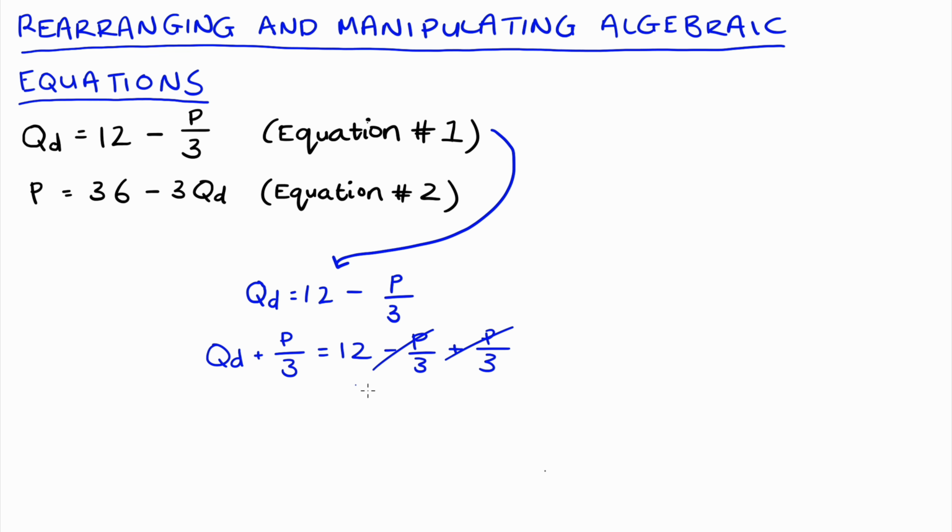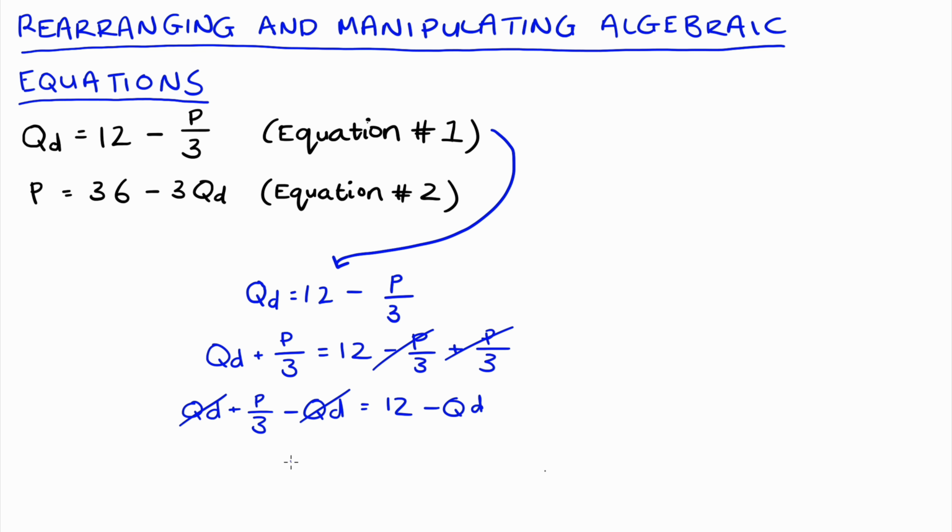Now, the next thing I could do is move the quantity variable to the right-hand side. So I would subtract it from the left-hand side and I would also subtract it from the right-hand side. That gets rid of it on the left-hand side. Those quantity variables cancel out. And now I have my quantity on the right-hand side, which is what I wanted. All right, I'm left with P over 3 is equal to 12 minus quantity.